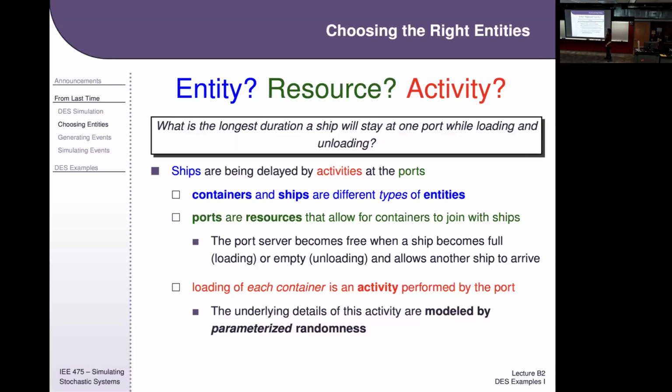So for this question, I would try to model this as containers and ships being different types of entities, the ports being the resources that join these entities together when they're both available, and the loading of each container is an activity performed by the port, and all of these details get washed away in the distributions that I choose.